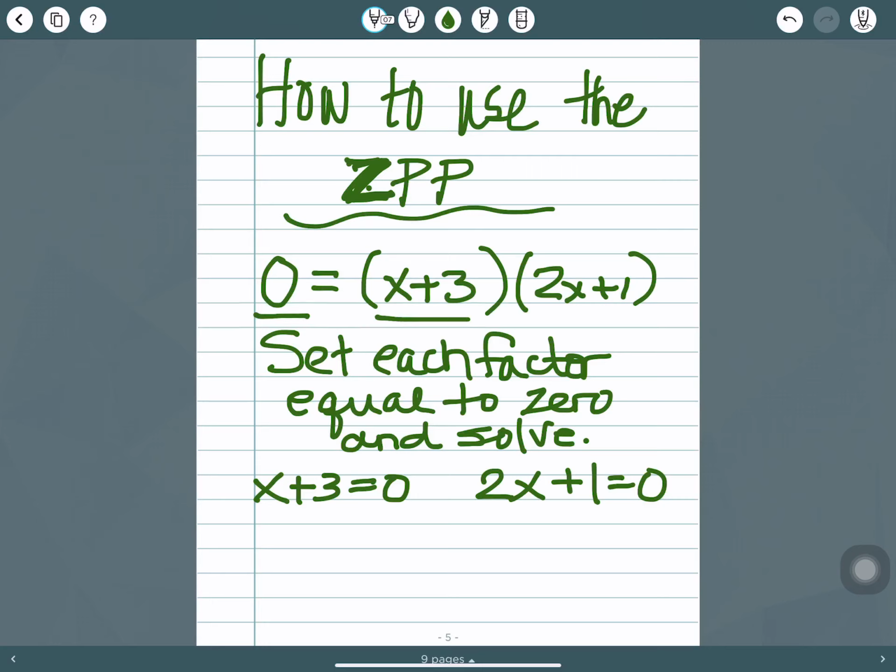And then that was the original equation that I had on the last page. And then we know that either this first factor has to equal 0, or this factor has to equal 0. So I'm going to set each factor equal to 0, and then solve for x.